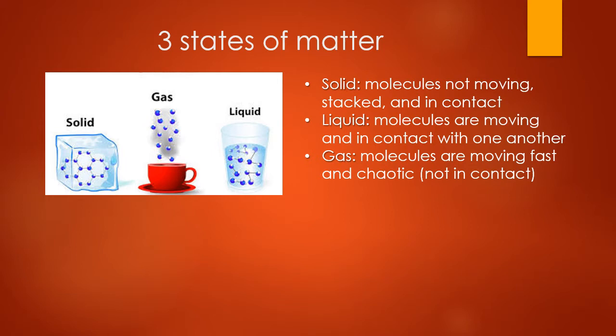For a liquid, the molecules are now moving, because if you think of liquids, they flow. You can pour a liquid from one container to another. So the molecules themselves are moving, otherwise the liquid wouldn't be able to flow. You wouldn't be able to pour it. However, the molecules are still in contact with one another, just like in a solid. They're always touching. The last state of matter is a gas. And for this one, the molecules are moving so fast and they're so chaotic that there is no contact. Okay, so the molecules are moving and there is no contact.